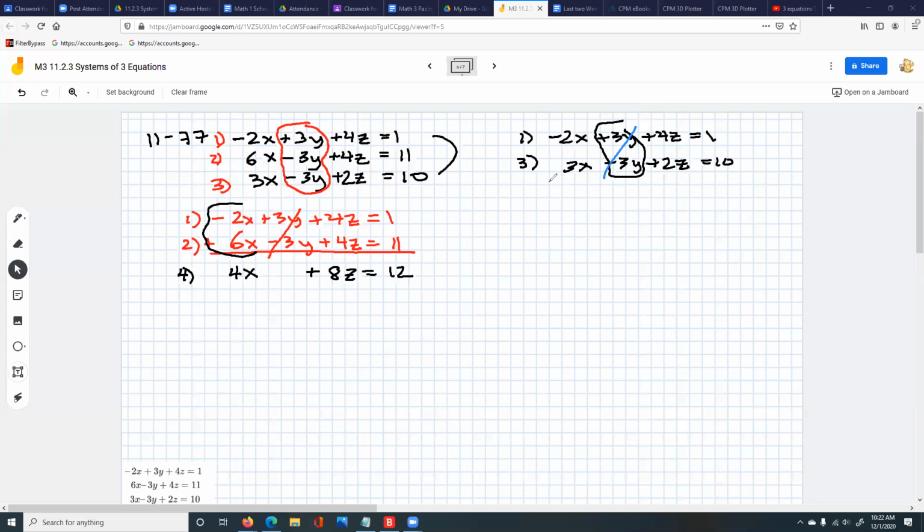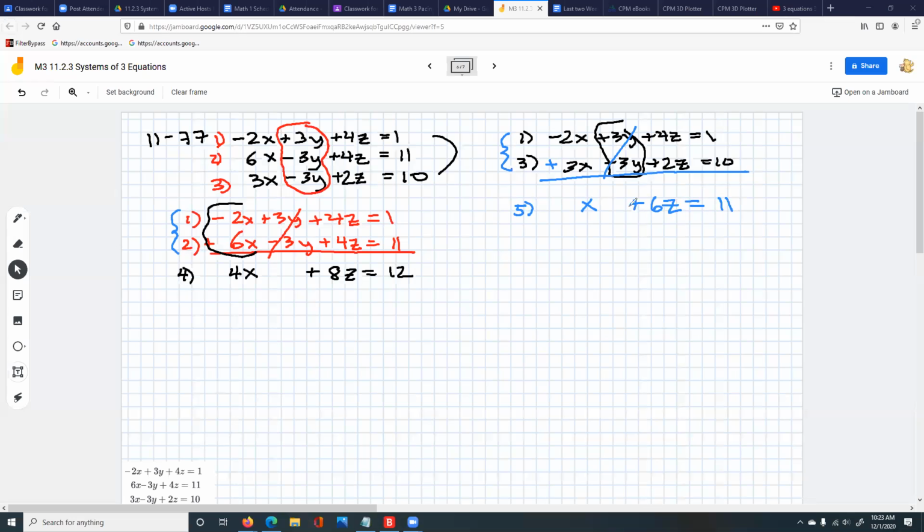Okay, so how come you can use the first equation if you already used it with the second equation? Because I'm using it with a different equation, right? Like the first time I used 1 and 2, now I'm using 1 and 3. So it's going to create a different equation. Okay, so this is going to be equation number 5, right? So when I add 3x minus 2x, that's going to give me x. When I add 4z plus 2z, that gives me 6z. Then when I add 1 and 10, that gives me 11.